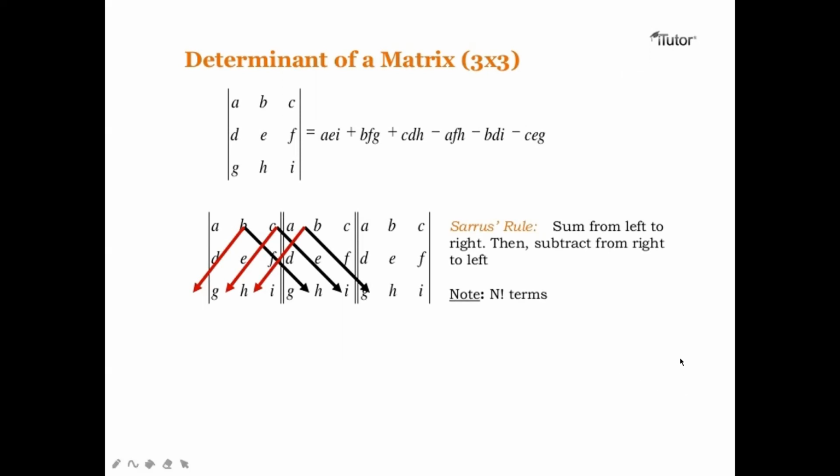Determinant of a matrix. Now consider a 3 by 3 matrix [a, b, c; d, e, f; g, h, i]. Now by multiplying out the whole matrix we get aei plus bfg plus cdh minus afh minus bdi minus ceg. So this is the determinant of a 3 by 3 matrix.